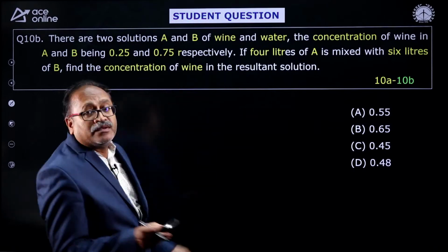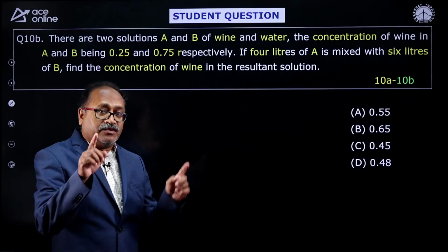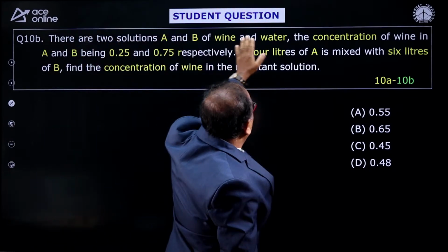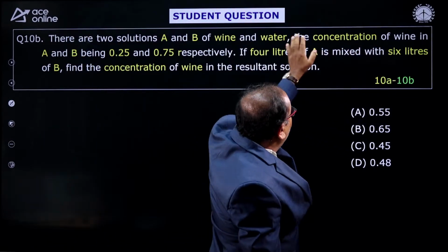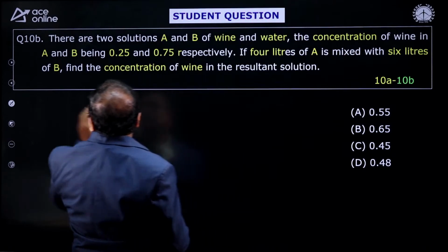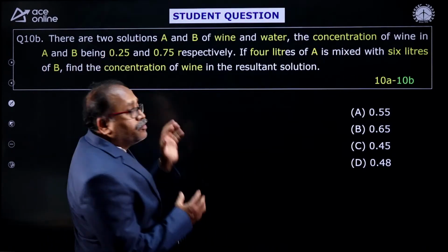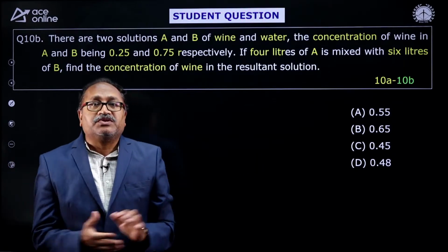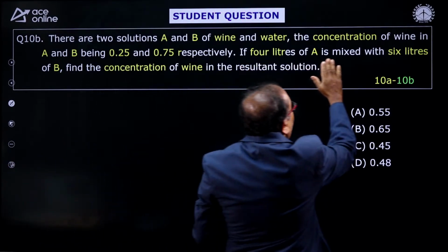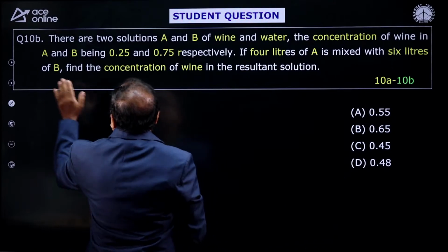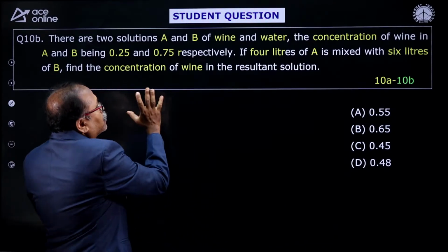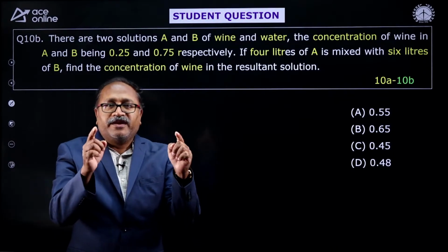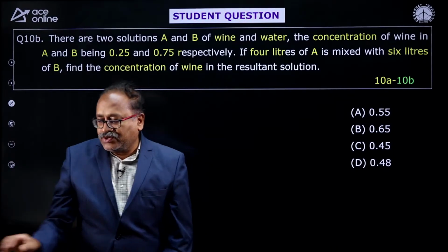Here 10B, a similar type of question, I will give it for you to answer. Now, there are two solutions, A and B, wine and water. The concentration of wine in A and B is 0.25 and 0.75. Very commonly asked question, this one. Now, if 4 liters of A is mixed with 6 liters of B, find the concentration of wine in the solution. You will get it. Similar to the previous question.